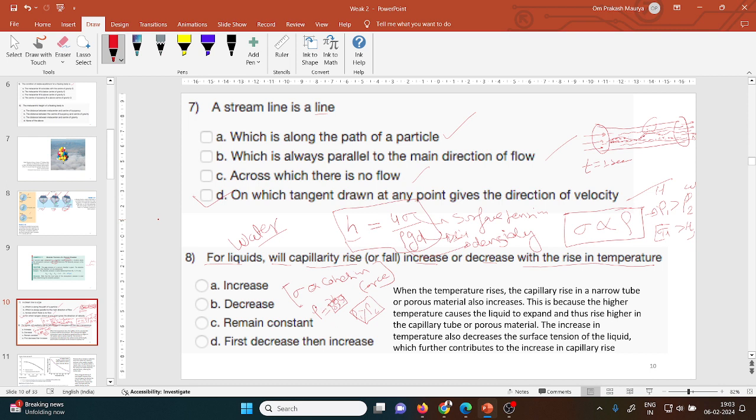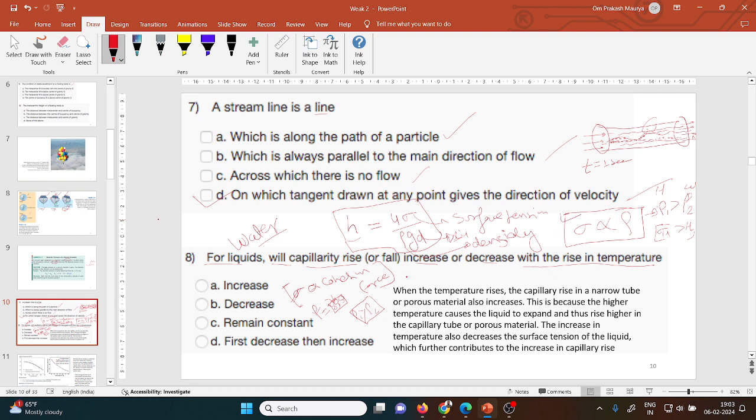So if you compare these things, surface tension and density are directly proportional. If density increases, surface tension will increase. If density decreases, surface tension will decrease. So this is the condition.